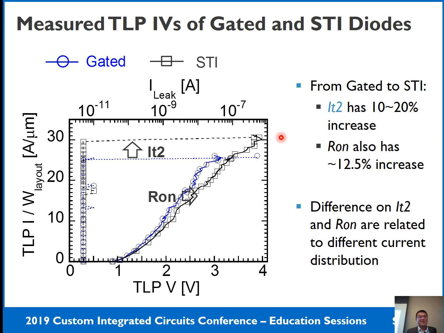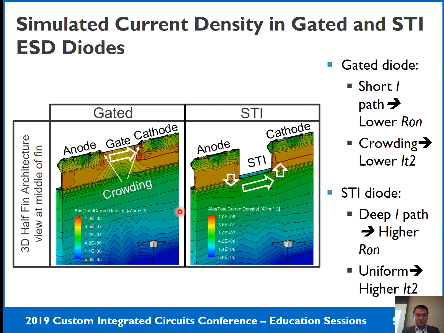Okay. So the TLP measurement result shows that from the gated to the STI diode, the It2 can increase around 10 to 20%, but R-on will also increase around 30%. These different It2 and R-on are related to different current distributions. The simulation result will show more detail.